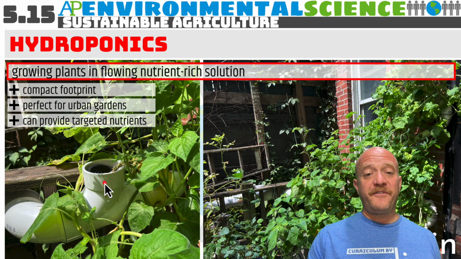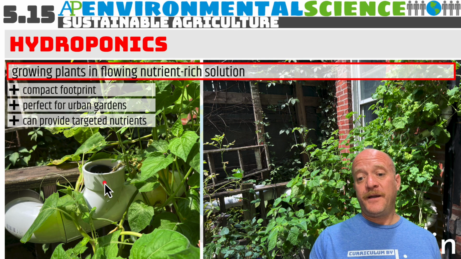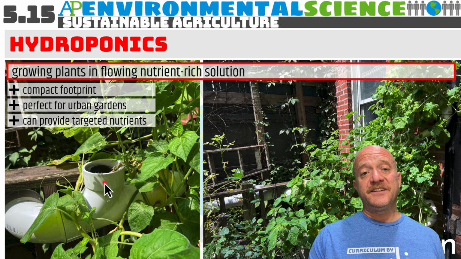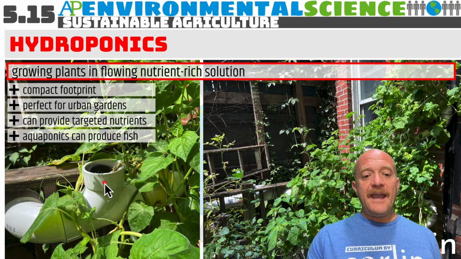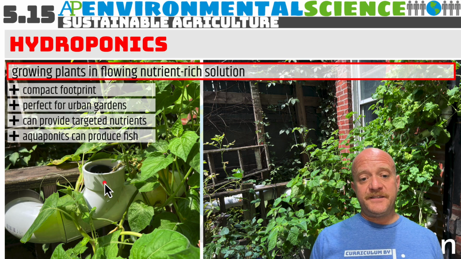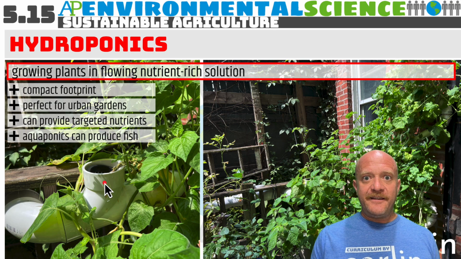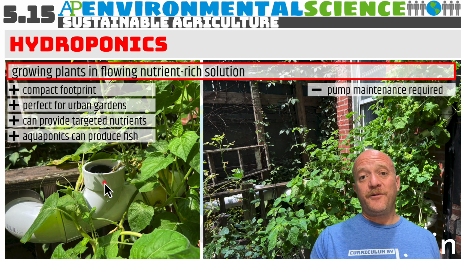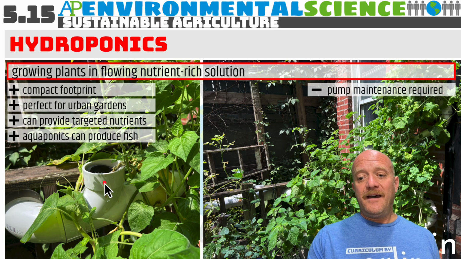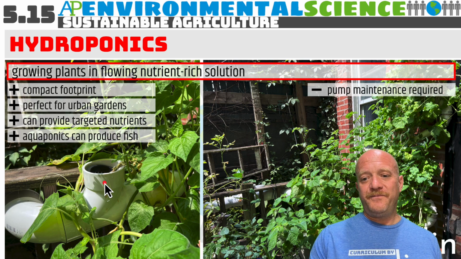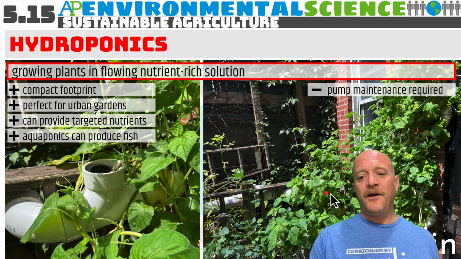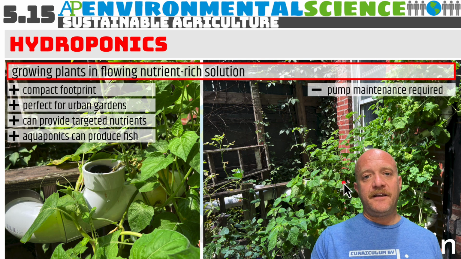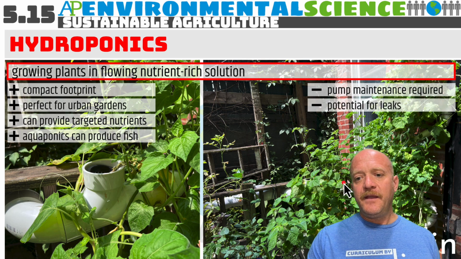You can also provide targeted nutrients. Some plants have different nutrient requirements, so you can actually adjust the nutrients that you're providing. And if you use aquaponics, which is basically hydroponics over a fish tank, you can also produce fish as well. So it's not always easy. You need to maintain your pump. I've had problems where my pump will go out or there'll be a leak. So it's a lot of daily maintenance.